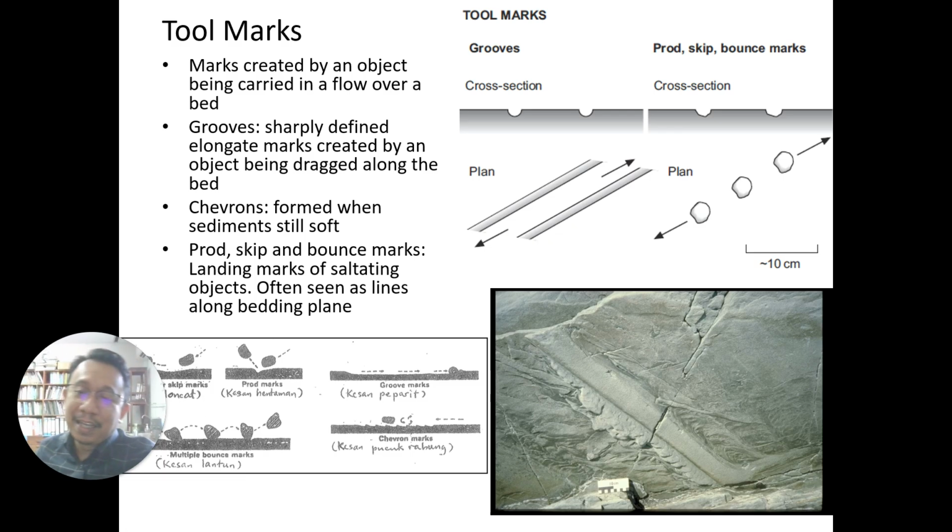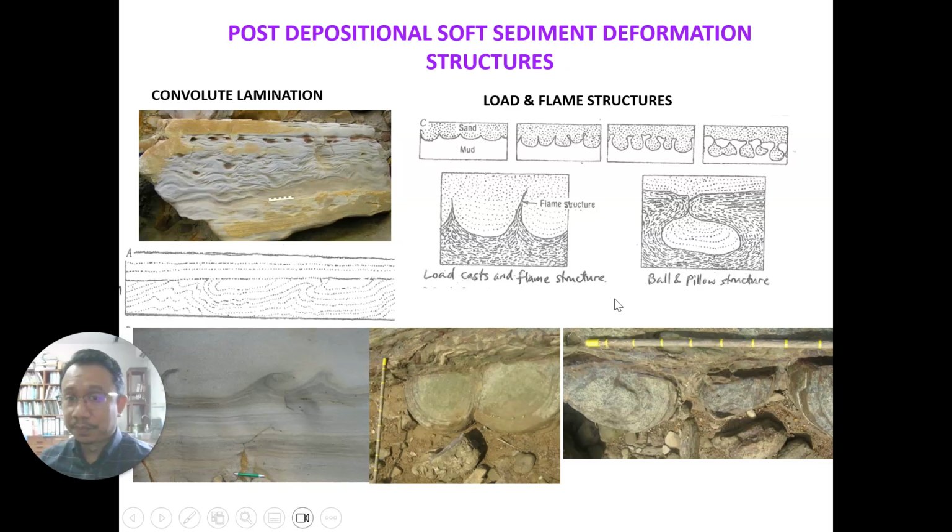Okay, sometimes if you are lucky, you can even actually see what produced the groove cast. You just follow the groove cast, and then probably a fossil at the front here, which has been dragged. Sometimes, okay. You can also have things that we call chevrons formed when sediments are still soft. Then prod, skip, and bounce marks, where you have saltating objects, things which are jumping in the water, right? And they land eventually, so you get these markings on the surface there, right? So these are prod, skip, and bounce marks. Just several holes here, original holes here. Okay. So these are tool marks. Okay.